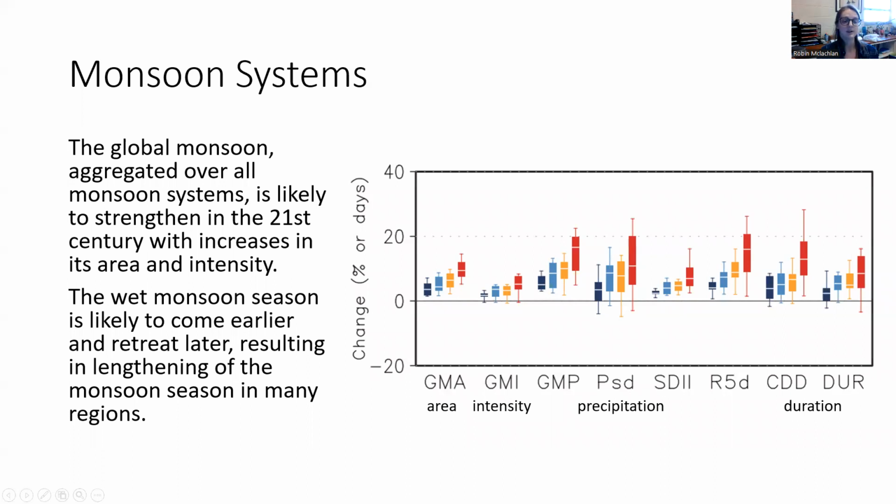So the global monsoon, aggregated over all of these monsoon systems, we think is going to strengthen in the 21st century with an increase in both its area and intensity, right? Again, this is a theme we're seeing over and over again, is just an amplification of the water cycle. So when it's wet, it's wetter. When it's dry, it's drier. We think the wet monsoon season is likely to come earlier and retreat later. That means just an overall lengthening of the monsoon season in many regions.